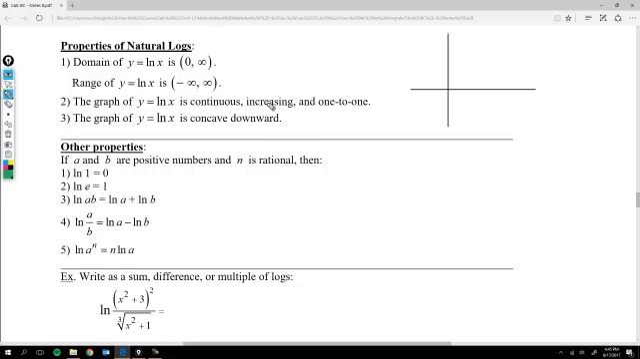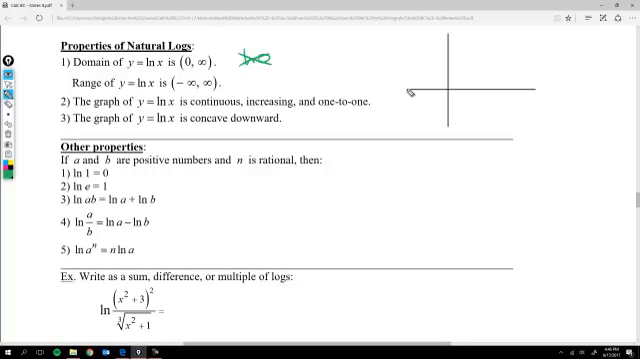So hopefully you remember some of these, domain and range. So I go from 0 to infinity, not including 0. You cannot have natural log of 0, that's a no-go. You can have natural log of any positive number, but 0 is no-go.